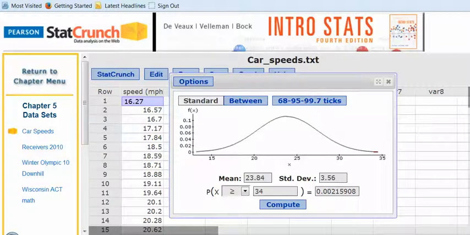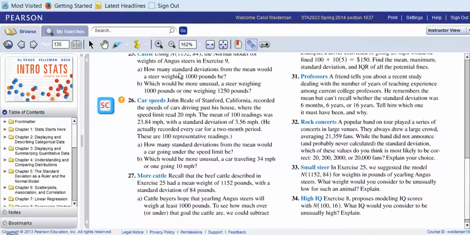Notice also, let's go back to the book again, you could just compare the fact that the distance from 10 to 23.84 is further than the distance from 23.84 to 34. So obviously, even without doing much calculation, you could tell that this car would be more unusual.